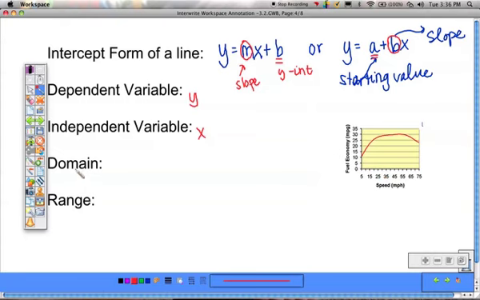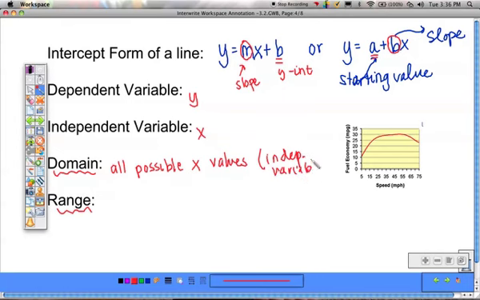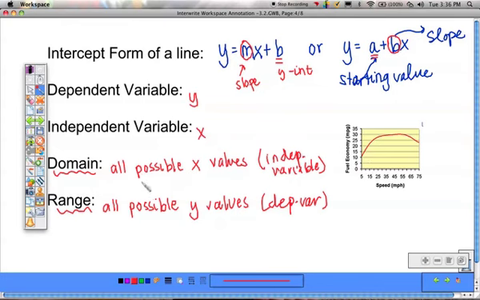Okay, we have two new words here, domain and range. Domain are all possible x values. So we're looking at the independent variable here. Range then would be all possible y values. In this case, we're looking at the dependent variable. I'll give you an example. So the domain for this fuel economy and speed example, we're looking at speed here.